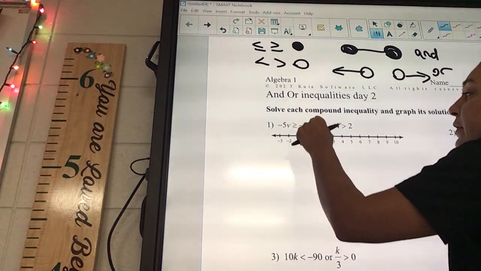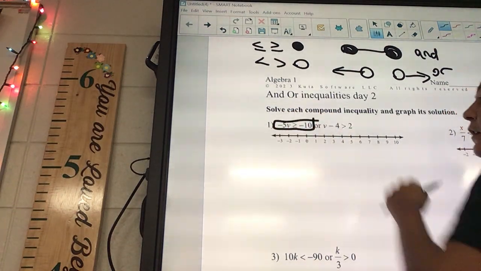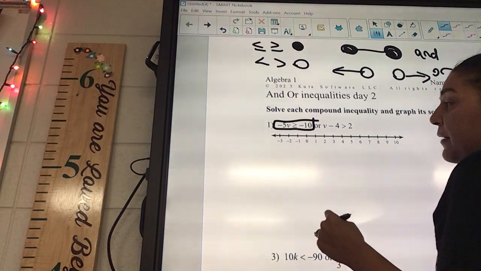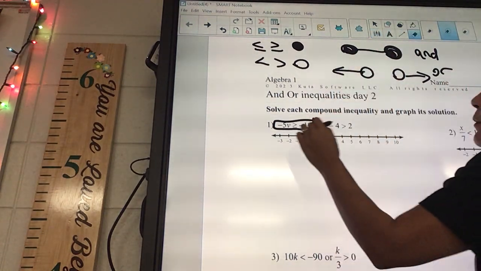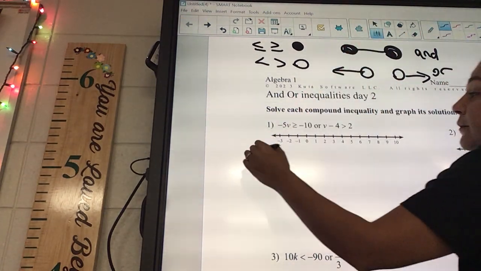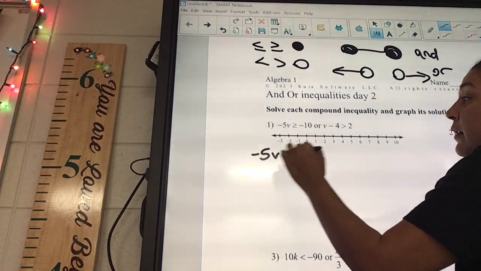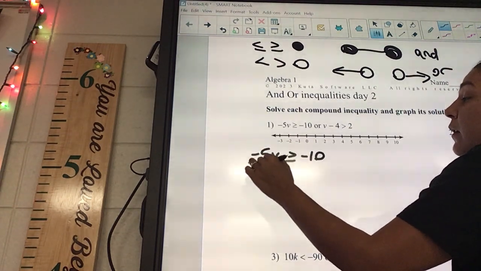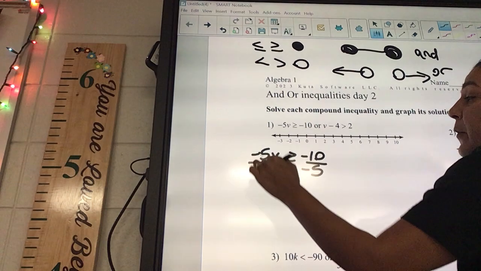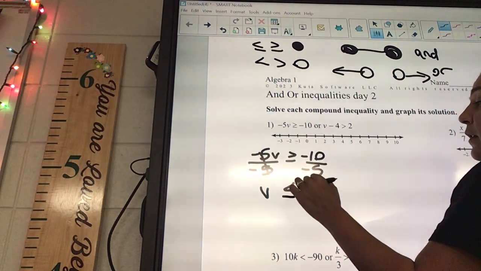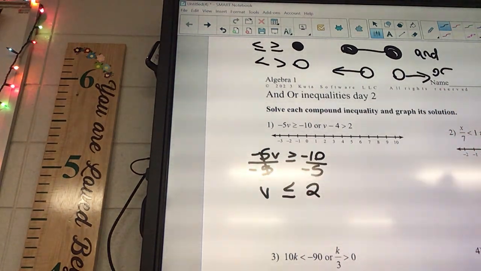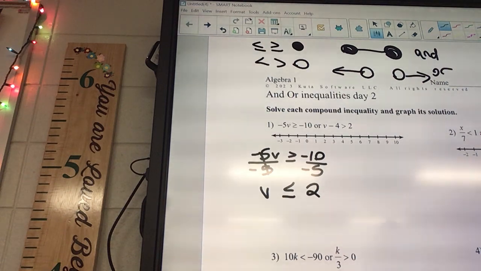What needs to happen to this first one? Divide by 5, okay? So negative 10 divided by negative 5. I'm going to write mine down here. Okay, why do we have to flip the sign? Yeah, because the 5's a negative, okay? So that's going to give me a positive 2.